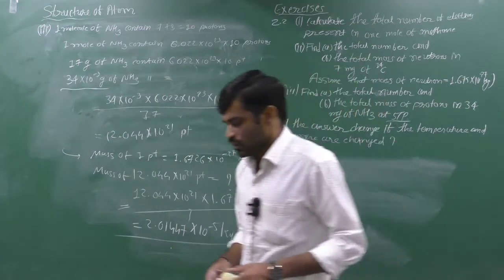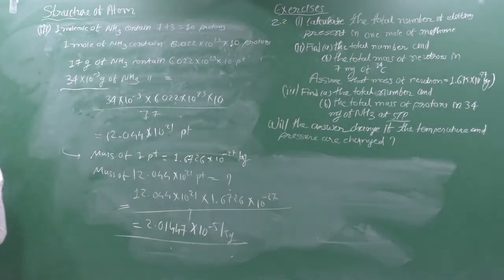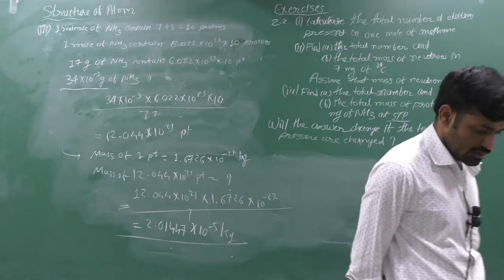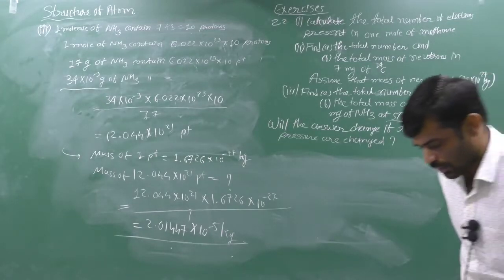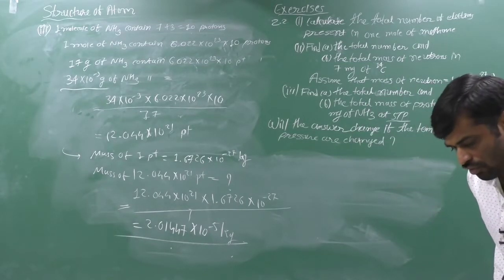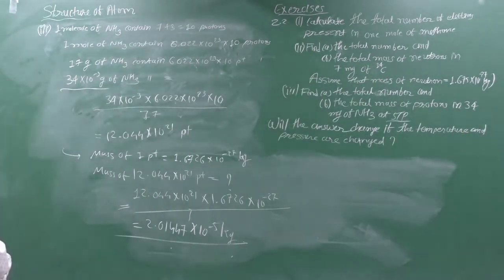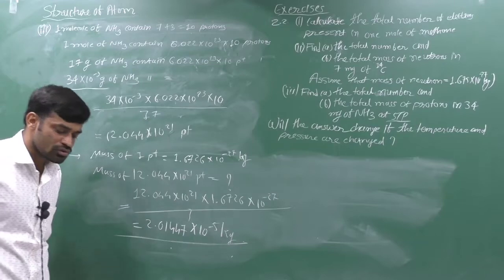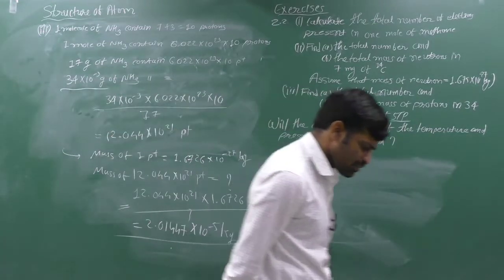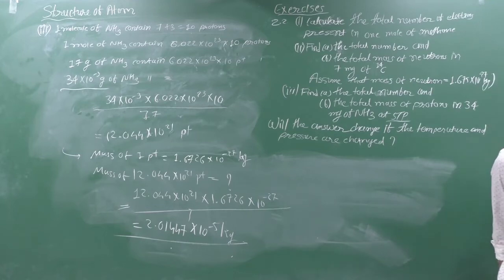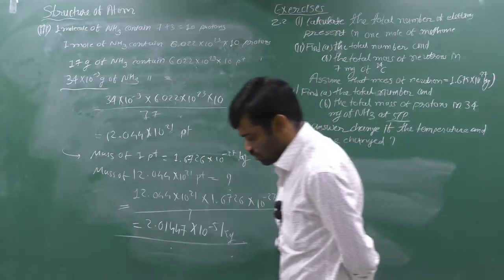Now, if we change the temperature and pressure, the answer remains constant, because if we change the temperature and pressure, the mass of ammonia does not change. Therefore, the mass of protons does not change, or the number of protons also does not change. The answer remains the same. Temperature and pressure have no effect on mass. Mass remains constant. Clear? So there is no change in the answer.